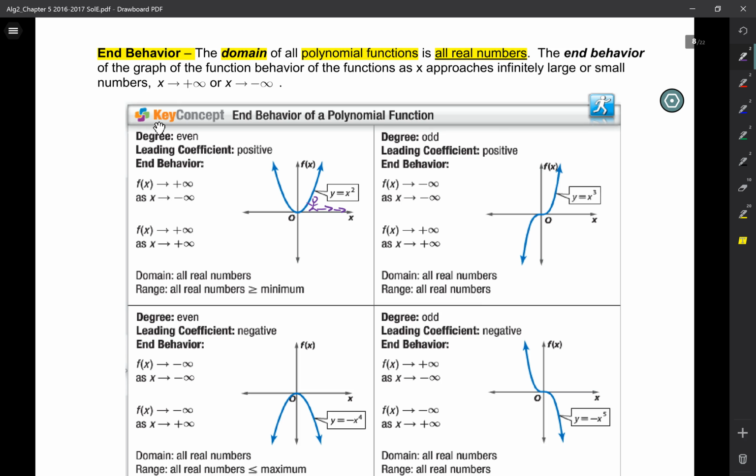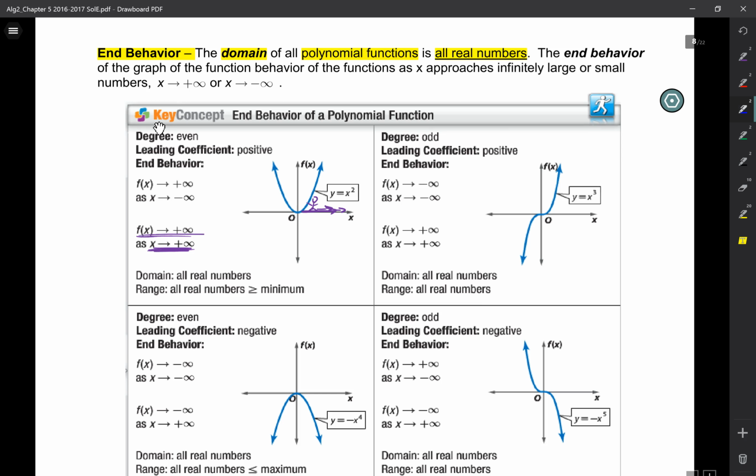And as he's moving to the right, he sees this graph. Where does he see the graph going? Is it going up or is it going down? It's going up. So what we say is, as x approaches positive infinity, as Mr. Polynomial approaches positive infinity, the graph, which is f of x, also approaches positive infinity.